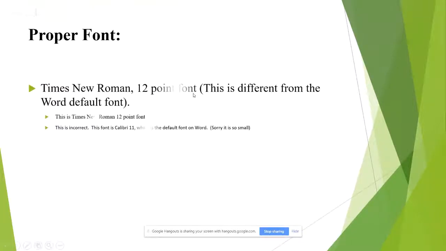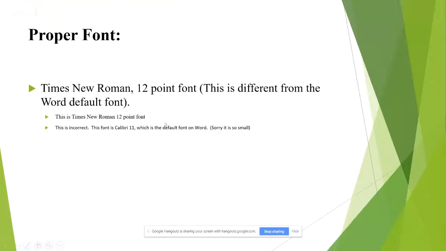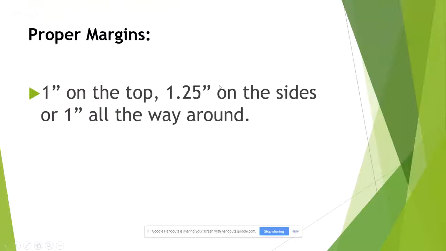You need to make sure you're using the correct font for your papers. That would be Times New Roman 12-point font. The default font in Word is what you see here, Calibri 11. You need to switch everything in your paper to Times New Roman 12-point font, which is what you see right here on this top arrow. This is the default font. We need to change from that.